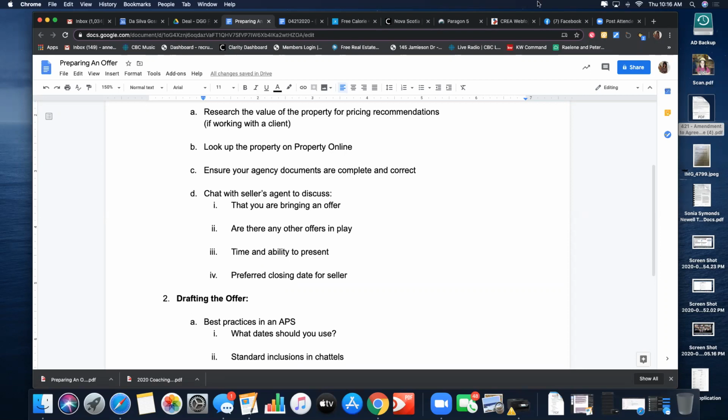So when we're looking at chatting with a seller's agent, once you have your instructions from your clients and you're getting ready to draft the offer, then you would want to have a conversation with that seller's agent before you necessarily get that offer drafted. You call them to let them know you're going to be bringing an offer shortly, and you're also trying to find out if there are any other offers in play. What is your timing? What is the time and ability of the person to present?